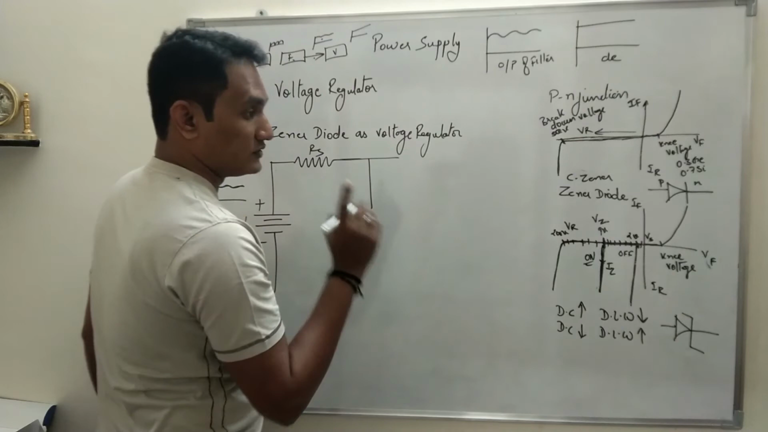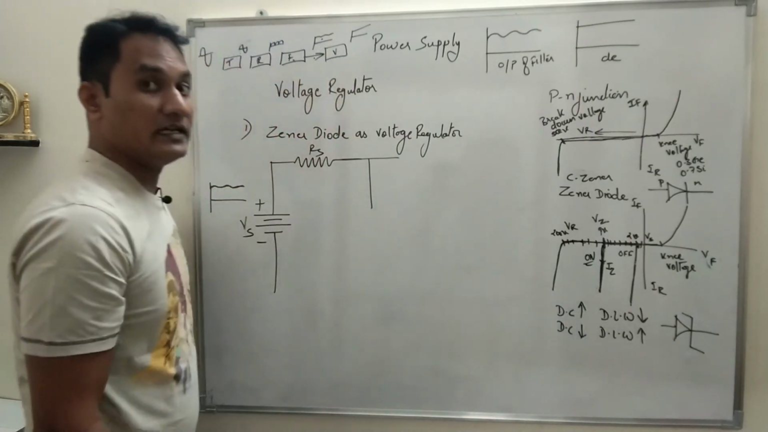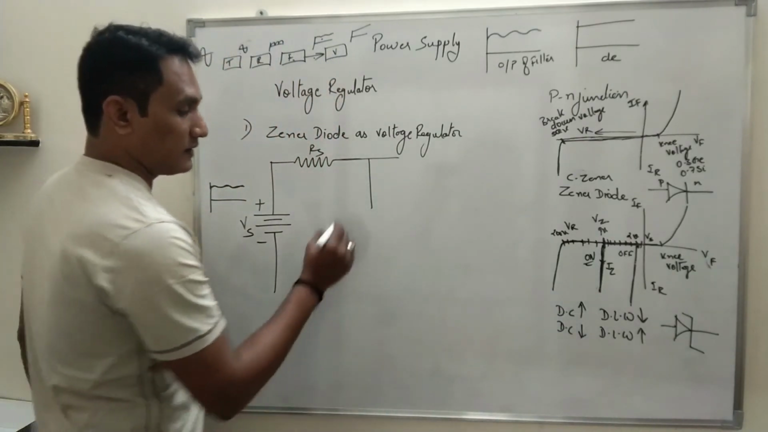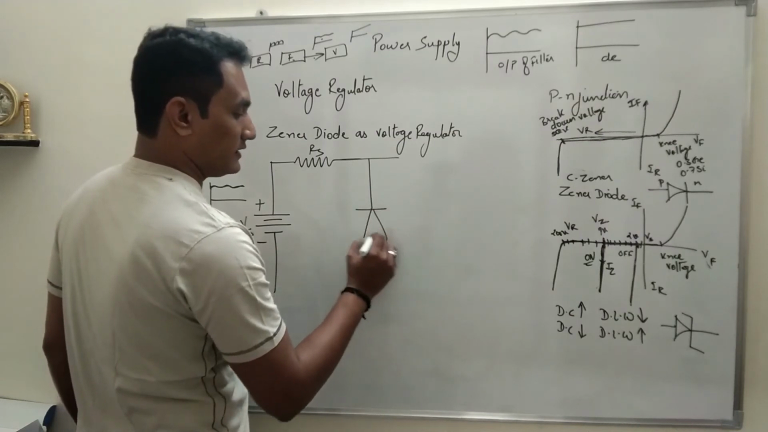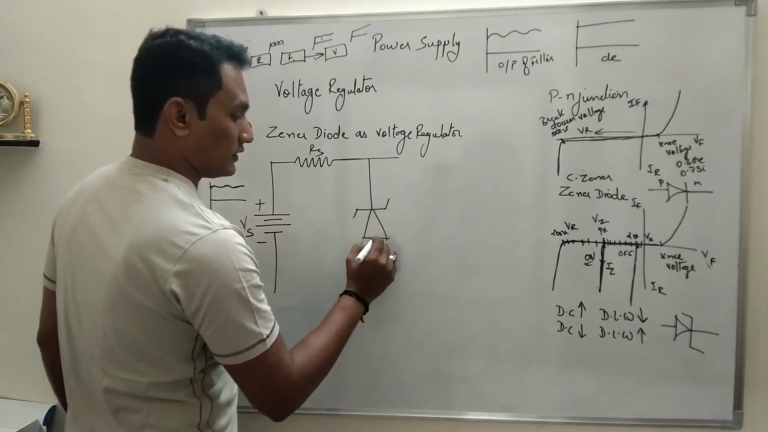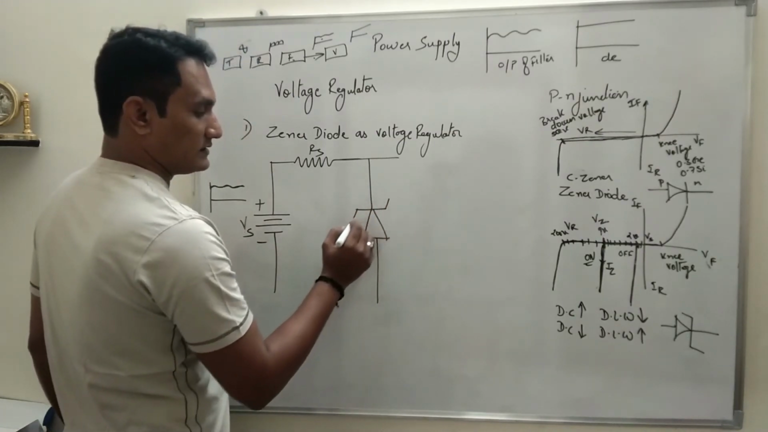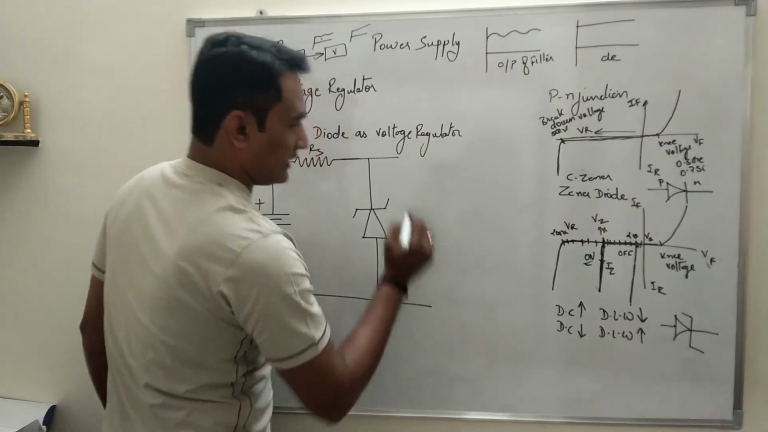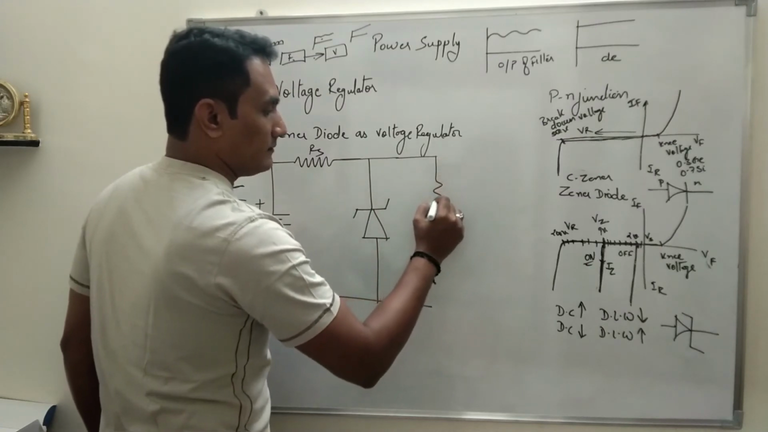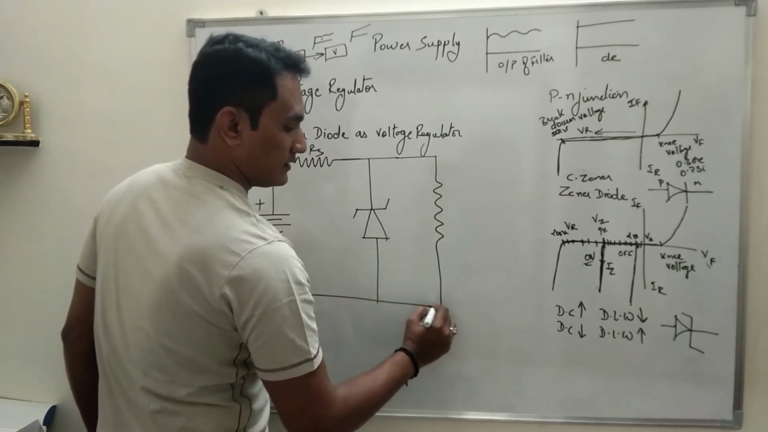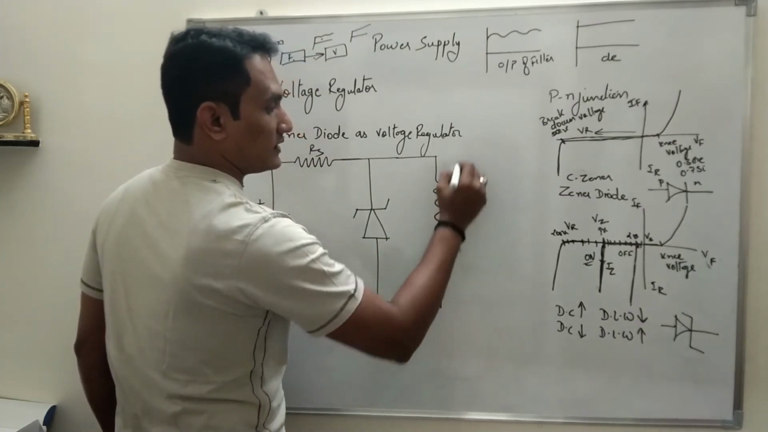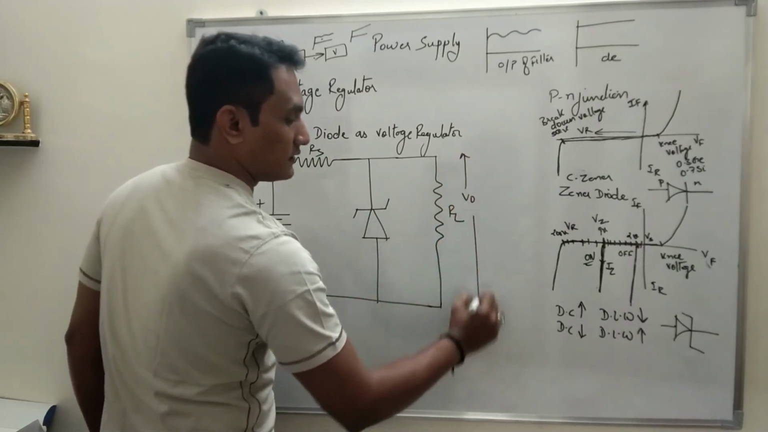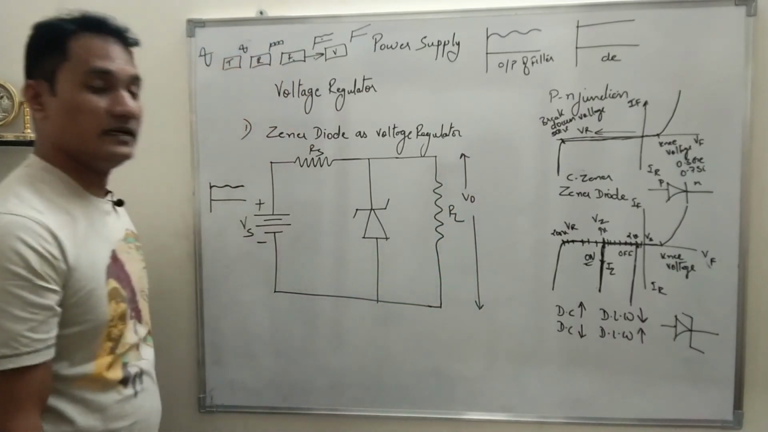Then the Zener diode should always be connected in reverse bias mode. In reverse bias mode, the Zener diode will be connected like this. This is the P region, this is the N region, N connected to positive, P connected to negative, and then there will be a load resistance across which the output voltage will be taken.